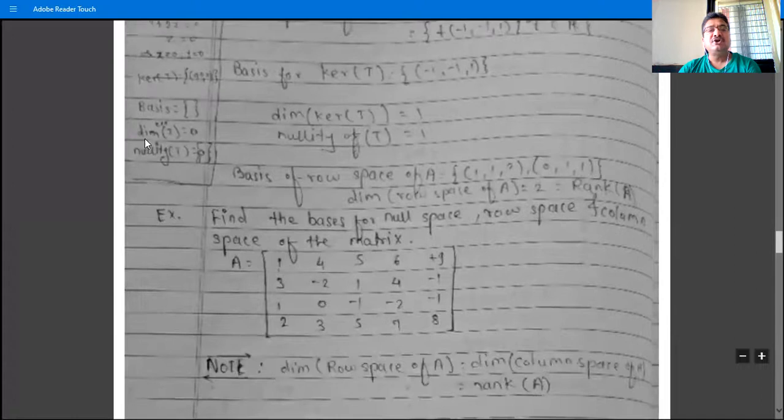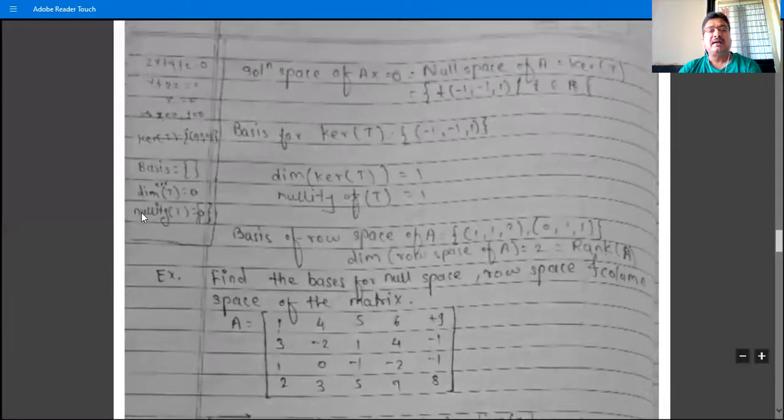And then the dimension of the kernel of T is 0. And then the nullity of T is 0. Don't write curly brackets. Nullity of T is a number, it is not a set. So the nullity of T in that case is 0. So like this, nullity of T is equal to 0.